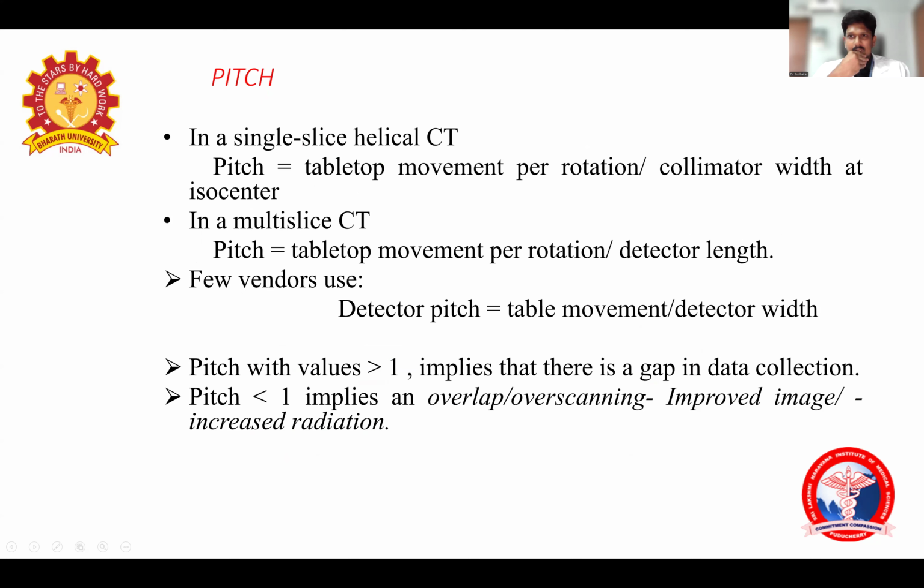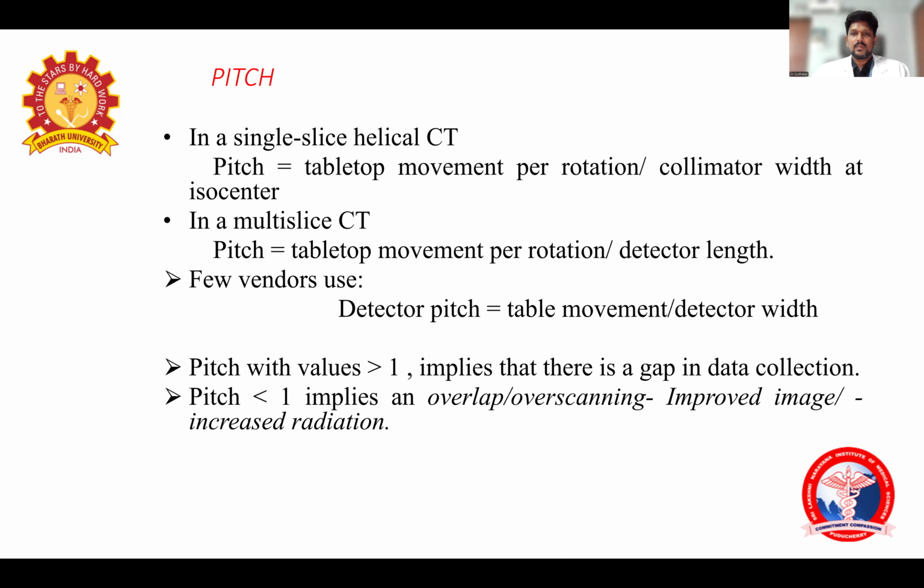So the pitch is the one which plays a major role in helical CT. In a single slice helical CT, pitch is equal to tabletop movement per rotation divided by the collimator width at the isocenter. Whereas in a multi-slice CT, pitch is equal to tabletop movement per rotation divided by the detector length. A few vendors use detector pitch, which is table movement divided by detector width.